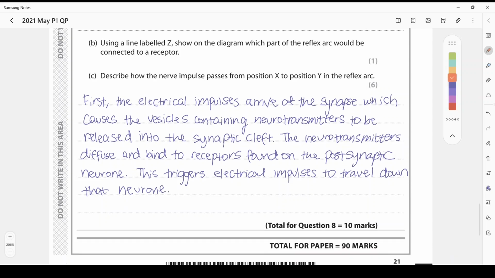All right, so here we have synapse here, and then it causes the release of neurotransmitters. So it causes the neurotransmitters to be released. That's the second mark. The third mark is from the vesicles, right? That's a third mark. And then it says diffuse across the synaptic cleft. We kind of mentioned that there. That's the fourth mark. Fifth mark is bind to receptors that are found in the postsynaptic neuron. And sixth mark is trigger the electrical impulses. All right, so that's the end of paper 1, May 2021.